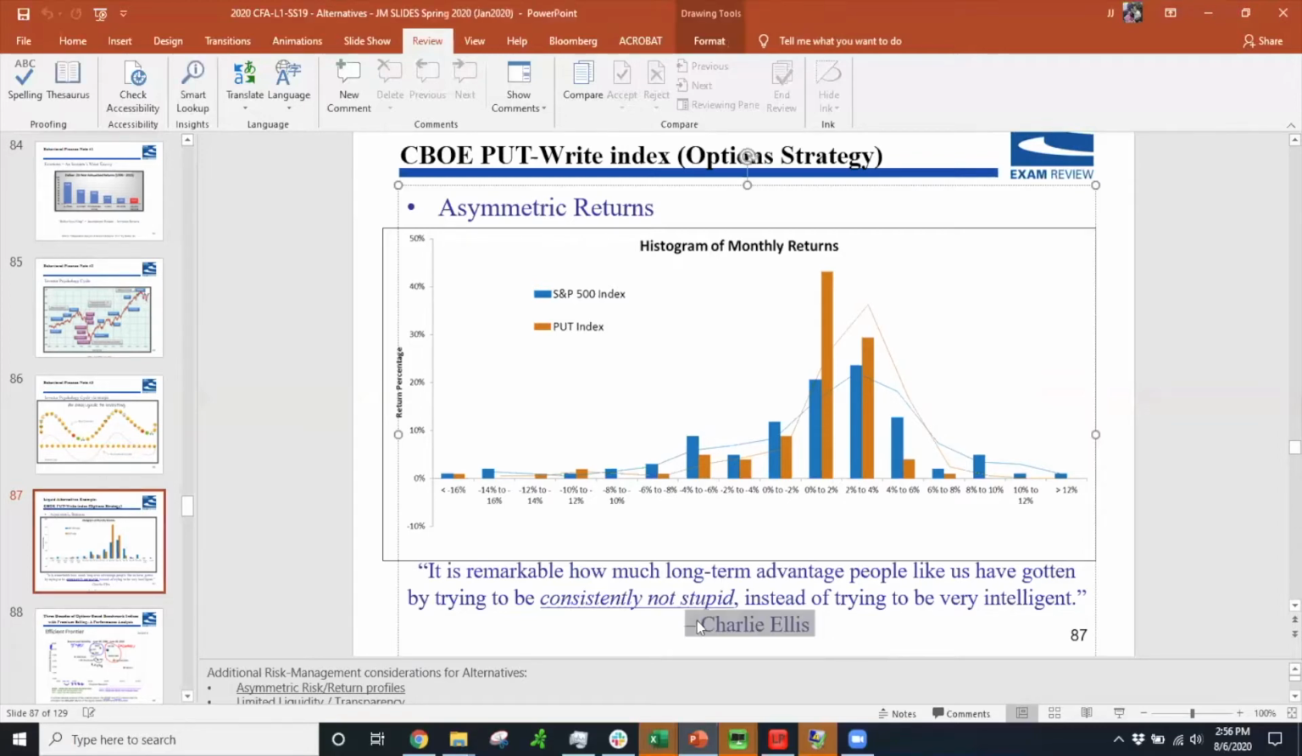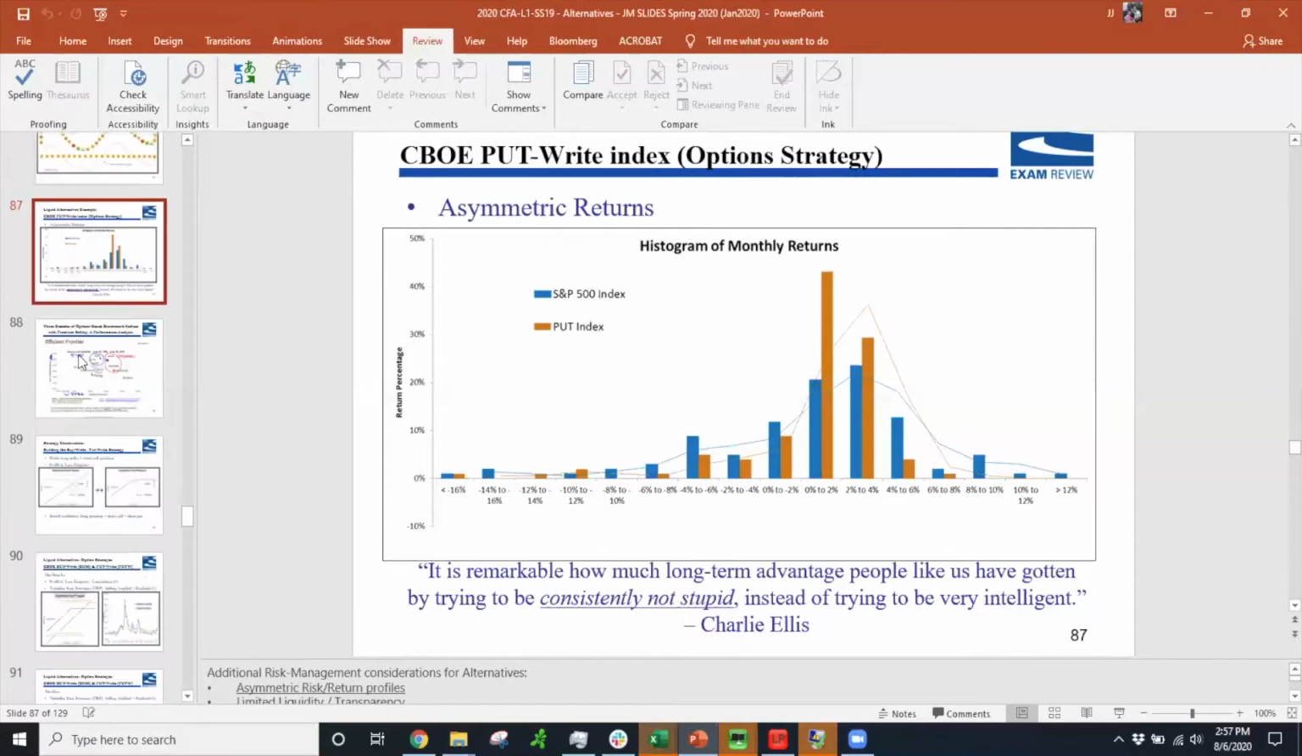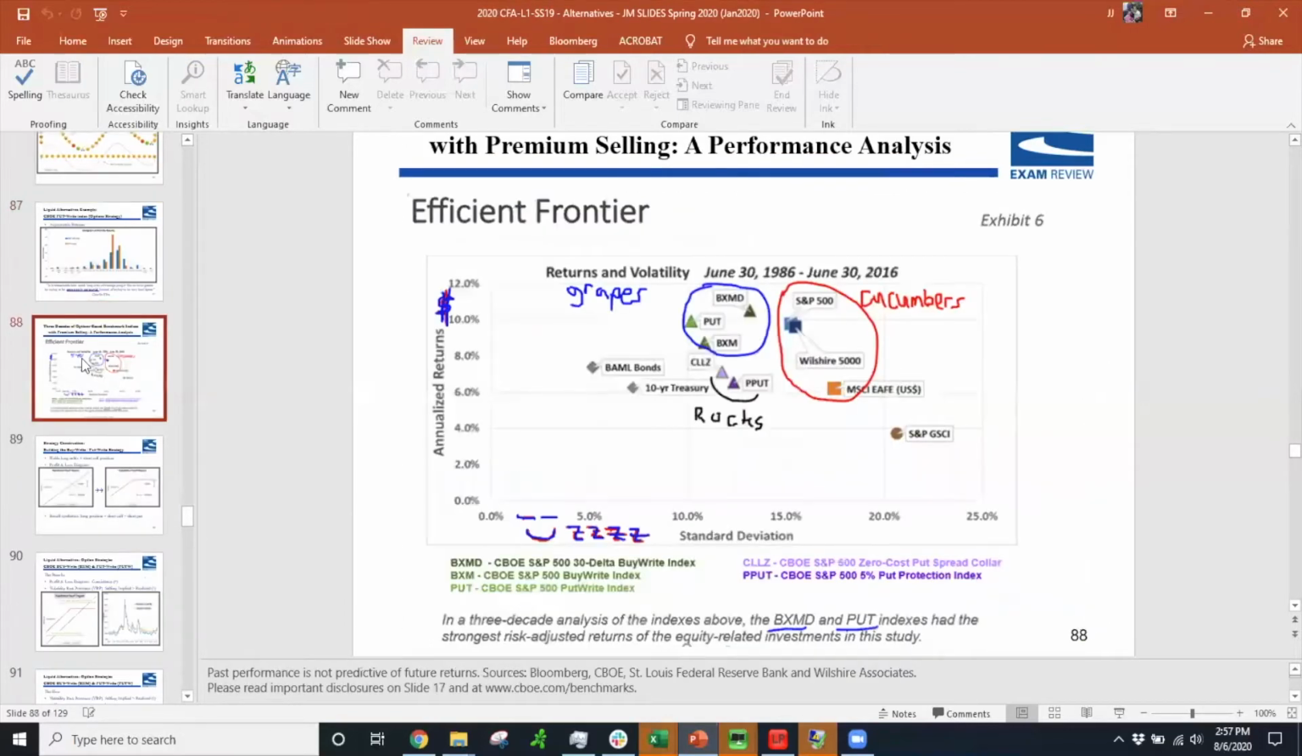And Charlie Ellis is one of Warren Buffett's colleagues. He says it's remarkable how much long-term advantage people like us have gotten by trying to be consistently not stupid instead of trying to be very intelligent. So again, don't swing for the fat tails of event risk. Again, just steady investing, sound investment principles, and we'll go through the underneath.